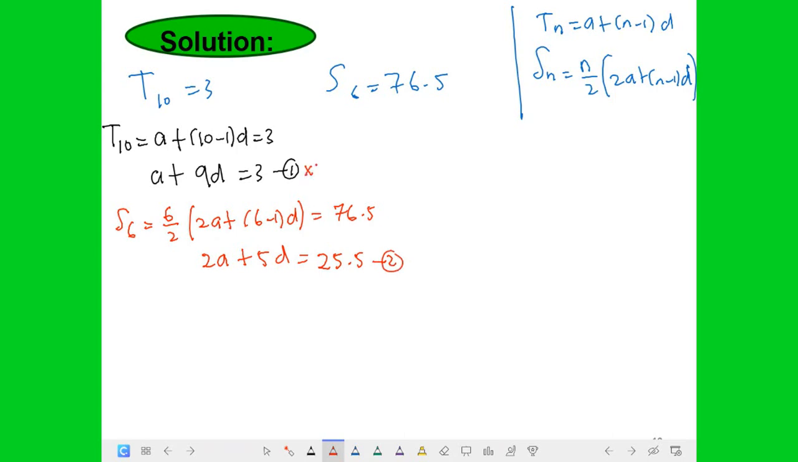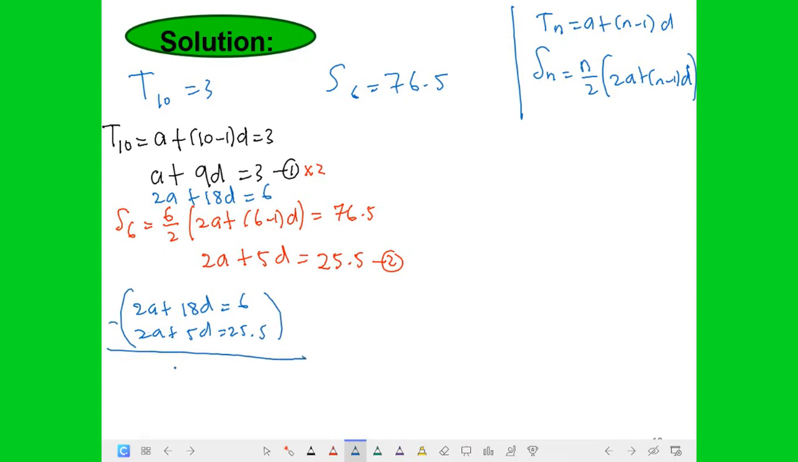If equation 1 you times 2, you get 2a plus 18d is equal to 6. So now we take 2a plus 18d is equal to 6 and 2a plus 5d is equal to 25.5. I want to subtract. This gives 13d is equal to negative 19.5. Divide. 19.5 divided by 13 gives negative 1.5. Okay.